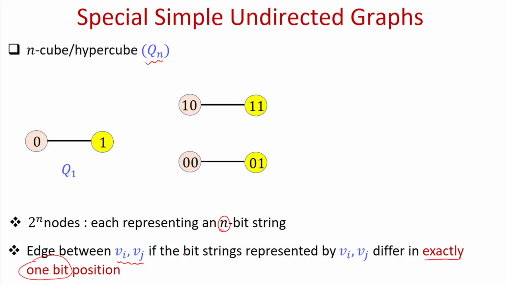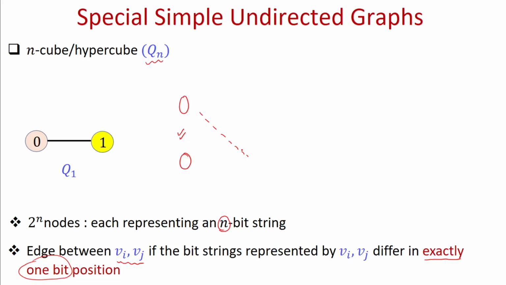If I want to form the graph Q2, the way I do it is as follows. This will be the graph Q2, because you will have 4 bit strings of length 2, and you can see that this edge is there because the binary string 1 0 differs from the string 0 0 in exactly 1 bit position, namely the first bit position. You don't have an edge between the vertex representing the bit string 1 0 and the vertex representing the bit string 0 1 because these 2 bit strings differ in more than 1 position.